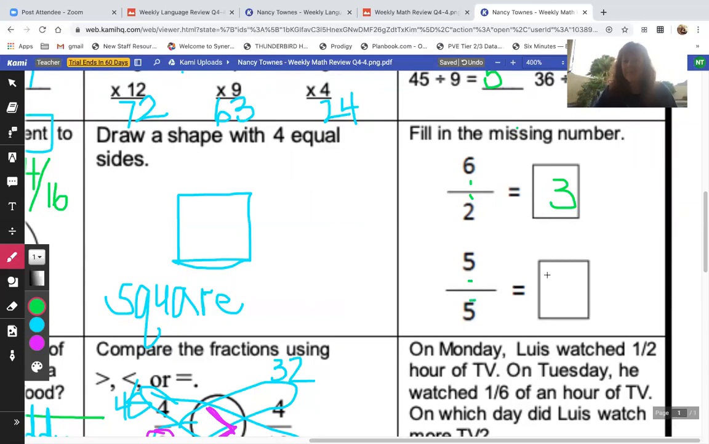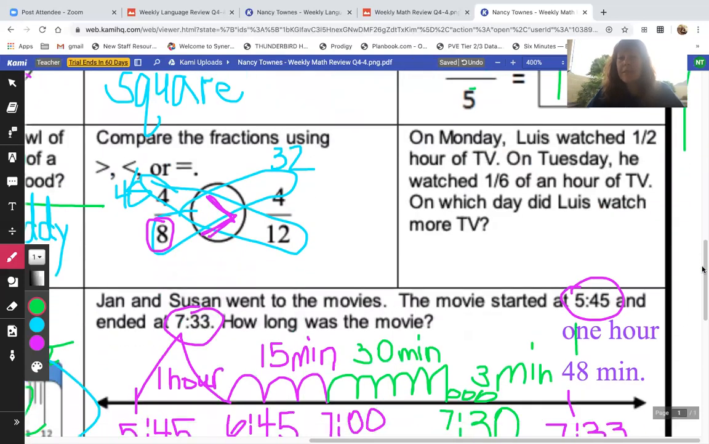5 divided into 5 equal groups would equal 1. So 1 times 5 equals 5. We are almost done with this.